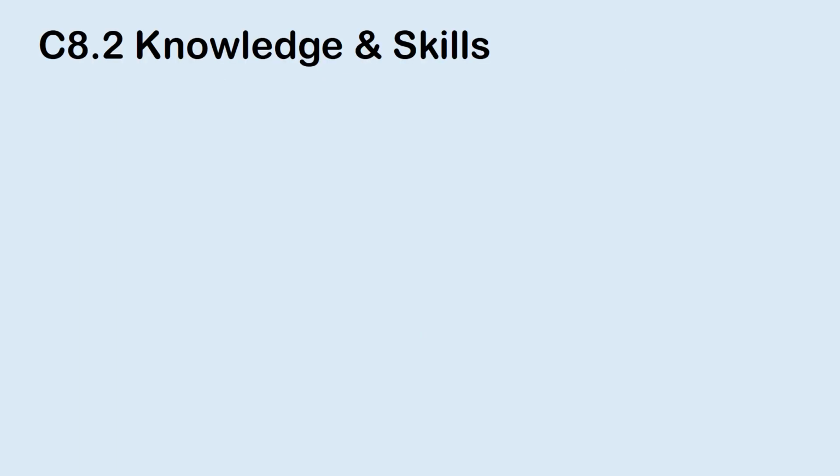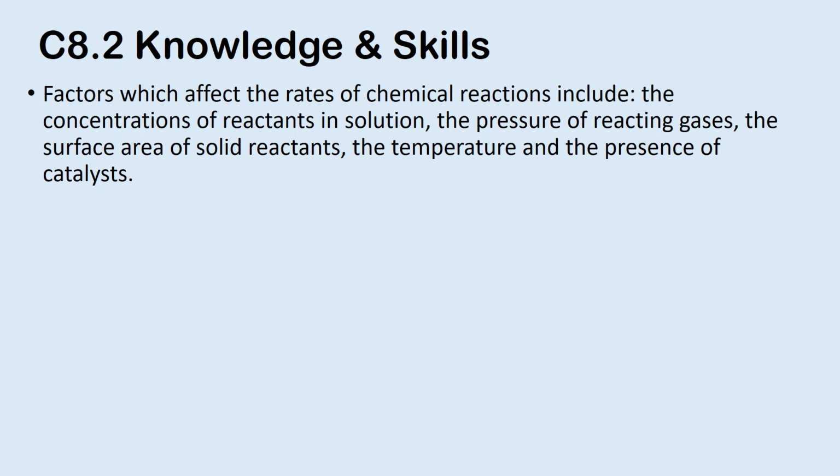Okay, so finally, let's have a look at the spec statements, which were there at the beginning, that we're supposed to have covered, and see if you're okay with those. So first up, it says you're supposed to know about the factors which affect the rates of chemical reactions. And hopefully you are aware that concentration is one thing, pressure is another one, surface area is another one, temperature is another one, and catalyst is the final one.